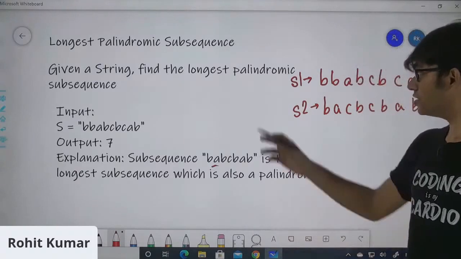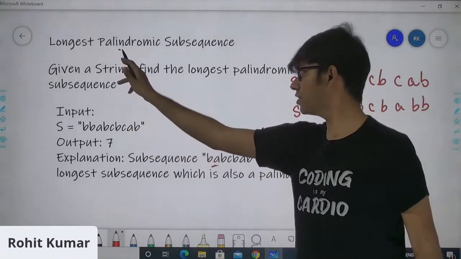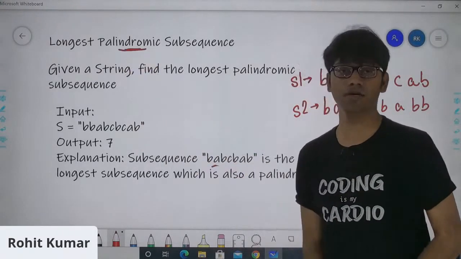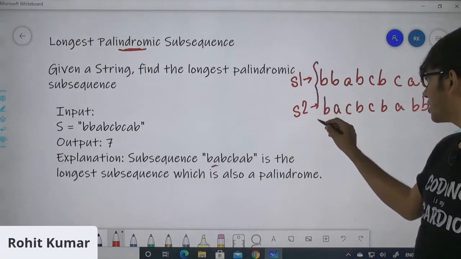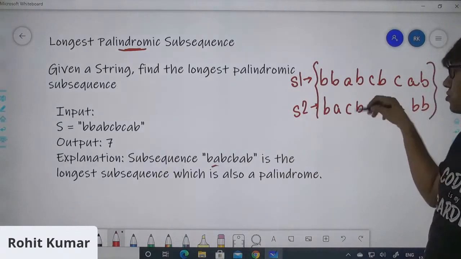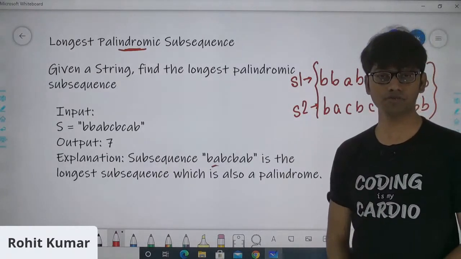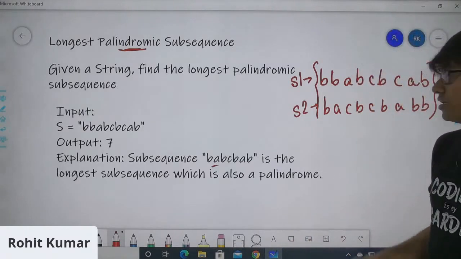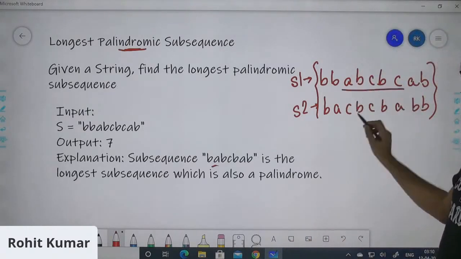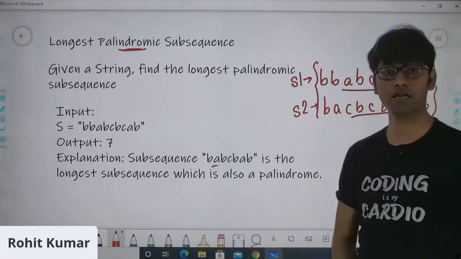Now, if we need to find out a palindrome, can I say that the common subsequences between these two strings will give me palindromes? Later on, I'll talk about the longest. But can I say that if I take common subsequences in each of these strings, I'll get a palindrome?